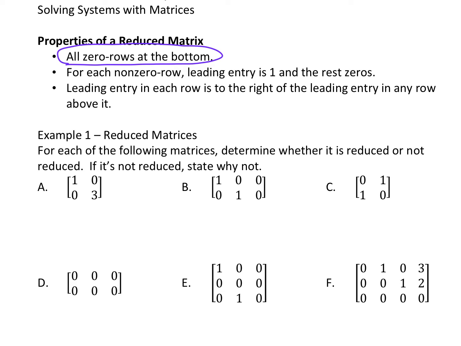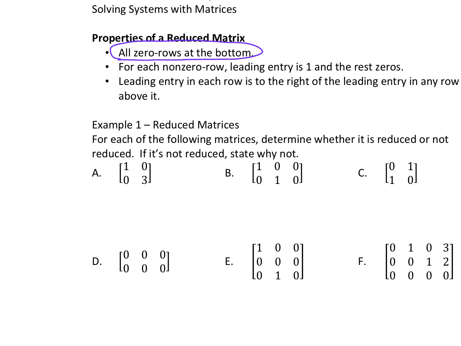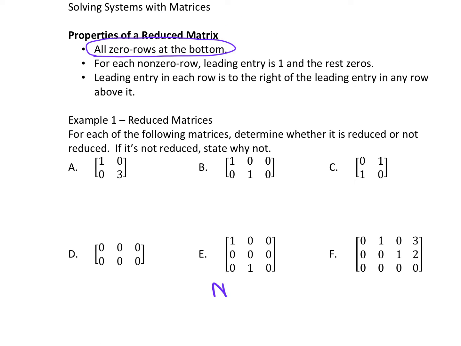So going one at a time so you have a visual of what it looks like for that to not be true. If you look at A through F underneath example 1, one of those has a row full of zeros that is not at the bottom. Which one of them is it? E. So this would be considered not a reduced matrix because of that. That would have to be on the bottom row for it to be considered reduced. F, in contrast, is reduced because all of the 0 rows are at the bottom and the other rules.